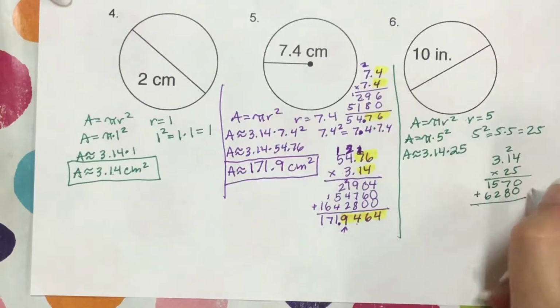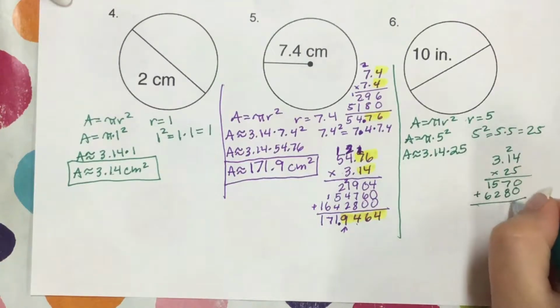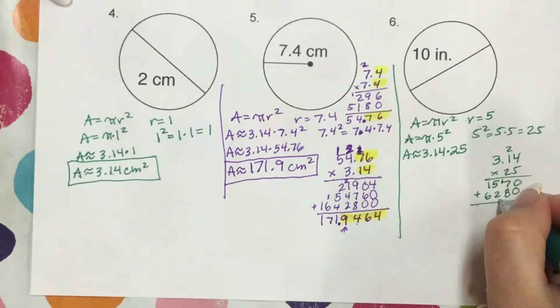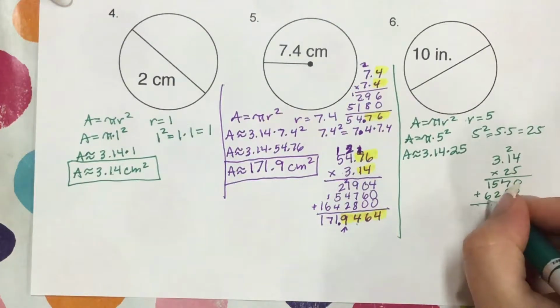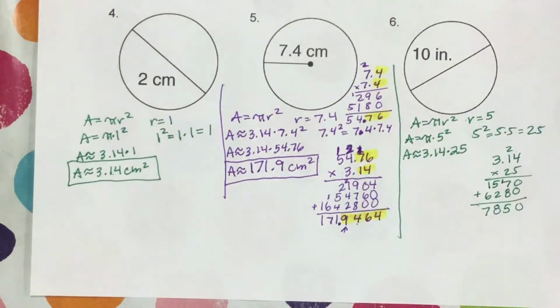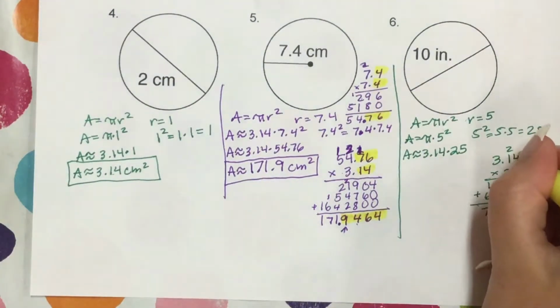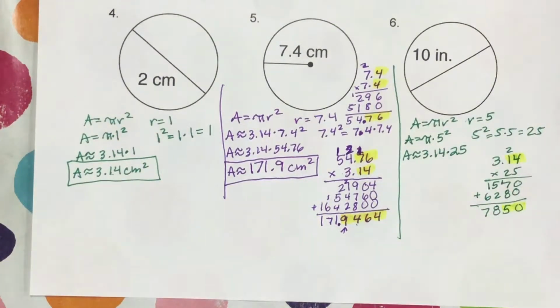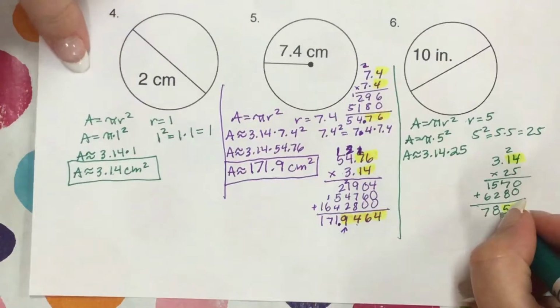And then we add. So 0 plus 0 is 0. 7 plus 8 is 15. I'm going to write the 5. I'm going to carry the 1. 5 plus 2 is 7. Plus 1 is 8. And 6 plus 1 is 7. So there we go with our answer. We're going to count up the decimal places. There's 2 decimal places, which means there's going to be 2 in our answer. So we end up with 78.5.